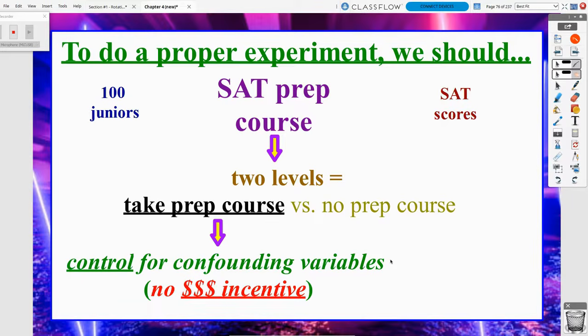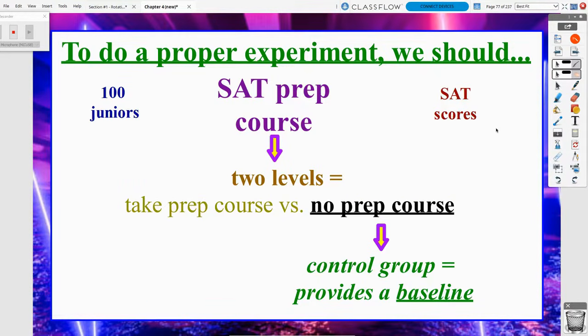But the one thing that we can control for is the $50 a week that students could randomly win. So maybe in our experiment, we don't offer the $50 incentive. Okay, so let's get rid of that. That's a confounding variable. Let's control for it, and let's eliminate it.